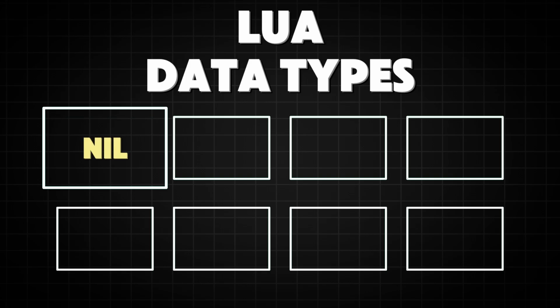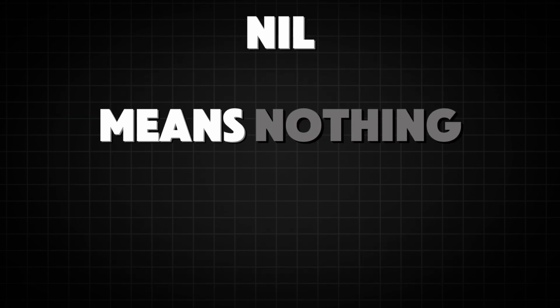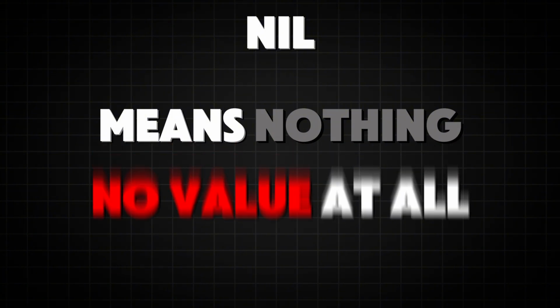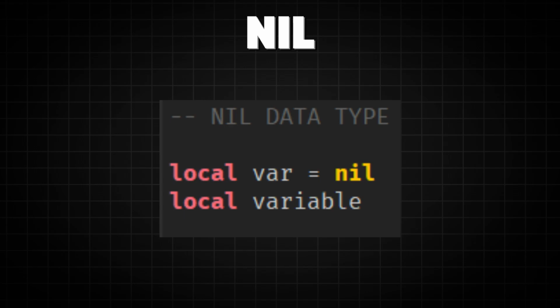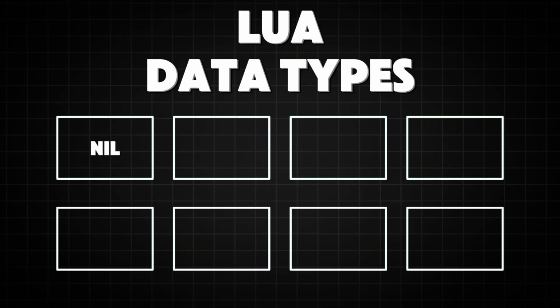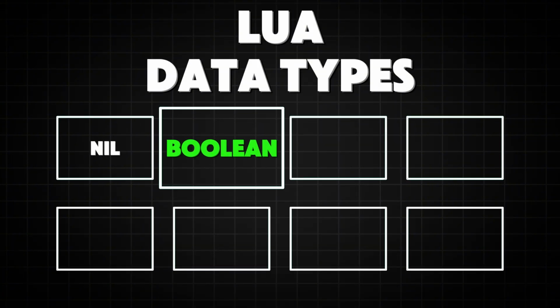First up, we have nil. Nil basically means nothing. If a variable is nil, that means it has no value at all. Here's a quick example. Both of the two examples are the same. If you don't assign a value to a variable, it will be automatically assigned as nil. Simple, right?